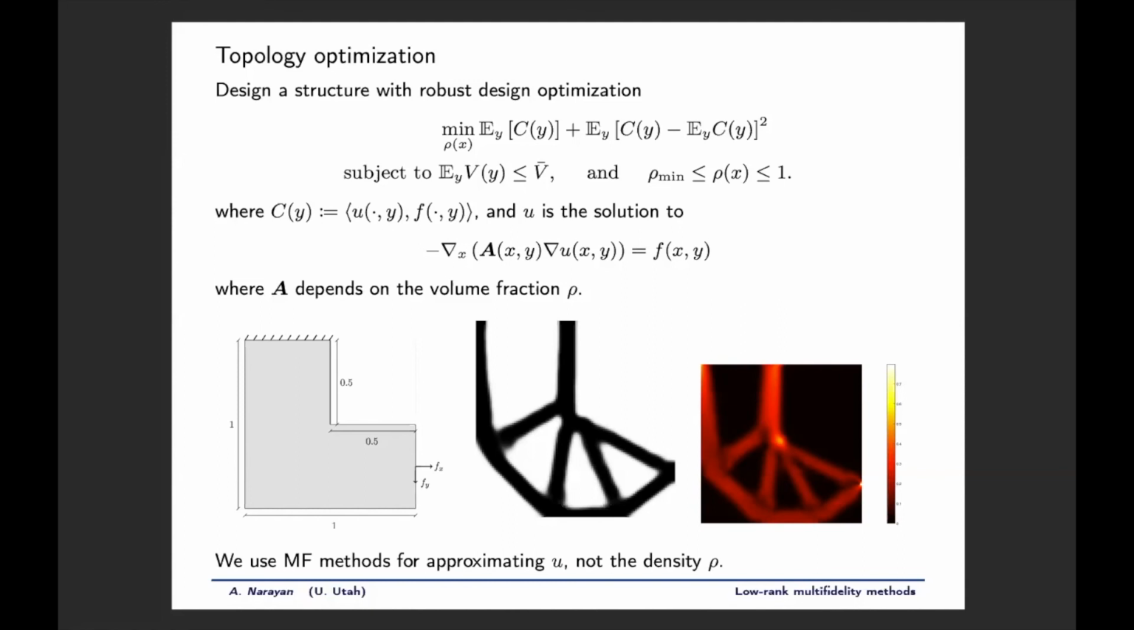Anybody else? So the E here is the expectation with respect to Y. Yep. So I changed notation on you. Y here is the parameter, mu. Did that answer the question?